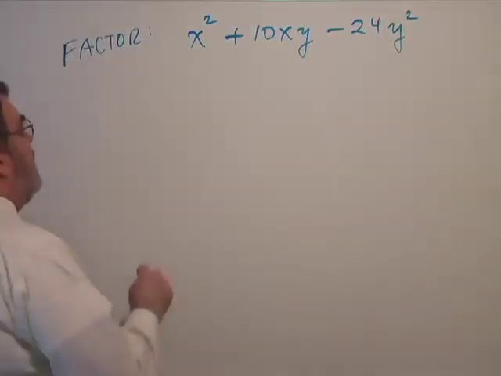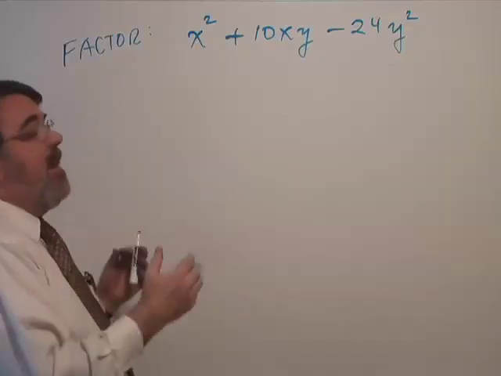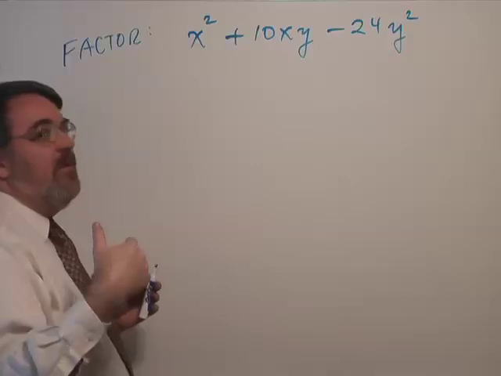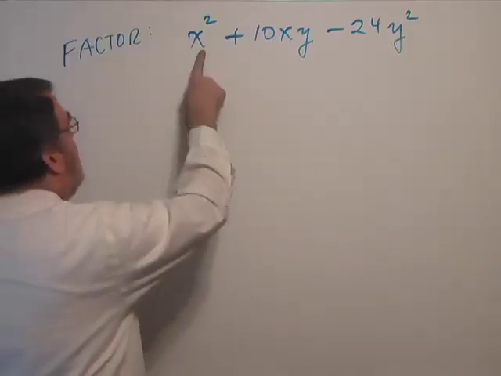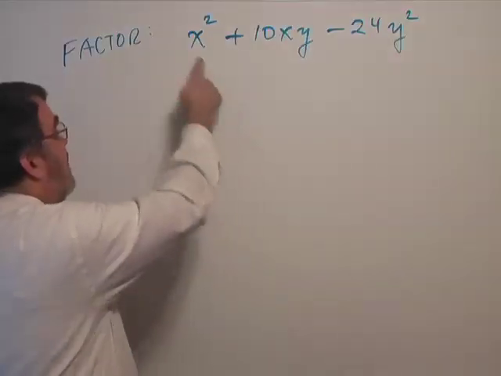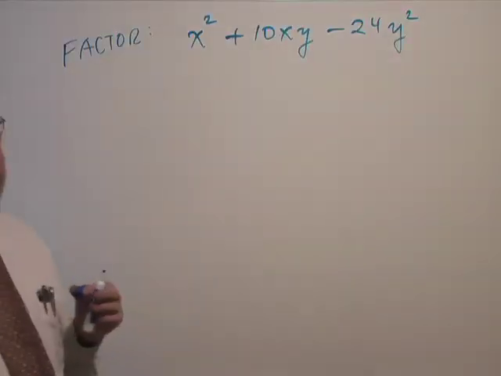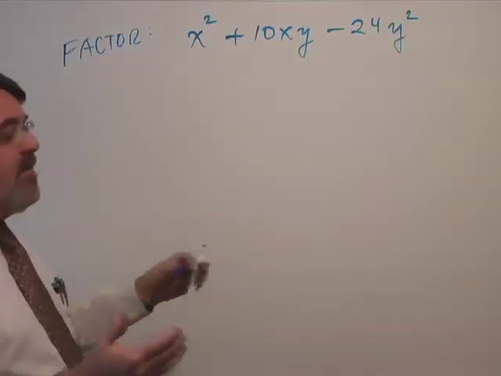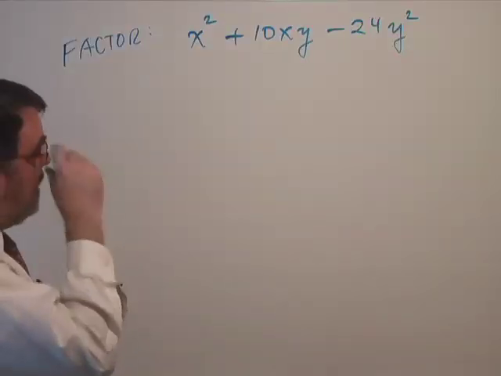First of all, is there a common factor? 1, 10, and 24. There's no common numerical factor. This term has x, that has x, that does not have x. And for that matter, this does not have y. So there's not a common variable factor either. So no greatest common factor involved here.